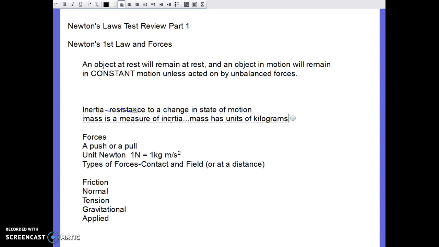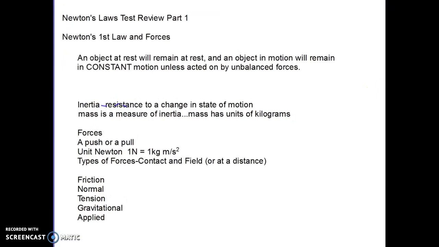So now we'll talk about these unbalanced forces. A force, as you know, is a push or a pull. The unit of force is the Newton. 1 Newton is equal to 1 kilogram meter per second squared. So the force unit is the Newton. The mass unit is the kilogram. And the meter per second squared, that's an acceleration unit. It's very important that you know what these units are. Which one is what? This is your force unit.